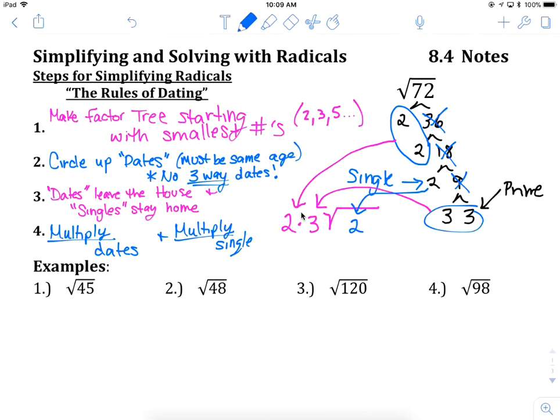Last step is we're going to say we're multiplying what's outside, so 2 times 3 makes 6. Multiply the singles that are inside the house, well, there's only 1, so we bring down our 2. This right here is a final answer. Okay, take a second, write what you need. If you need to listen to that talk through one more time, go ahead. We're going to move on to the examples.